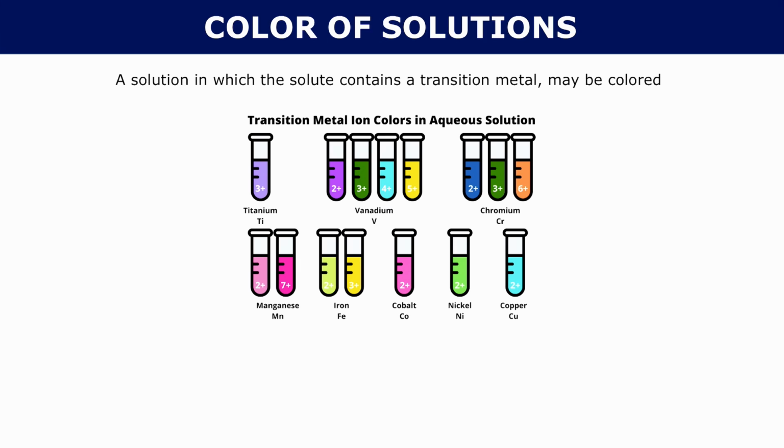So, a solution which has a solute containing titanium 3+ is going to be purple colored. If you have copper, that would be kind of bluish. Nickel is greenish. And depending on the charge of the compound that you have, so something like vanadium 2+, 3+, 4+, 5+, are all going to have different colors. For any other transition metal that isn't on this diagram, it's safe to assume that the solution is going to be colorless. So let's do a bit of practice with this.